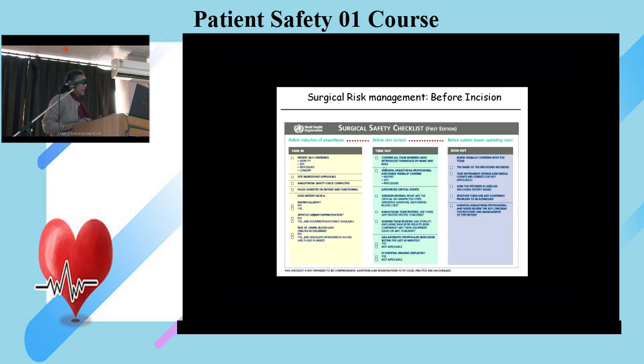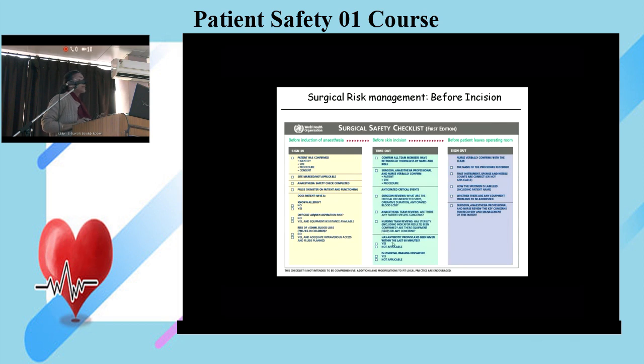They identify the patient, the procedure and the site. Then there is a review of anticipated critical events: the surgeon about any difficult steps of the surgery, the estimated duration of the surgery, the estimated blood loss; the anesthetist about the specific anesthesia-related concerns for that patient; and nurses about the sterility of the equipment and the fact that all the equipment that is required is functioning properly.